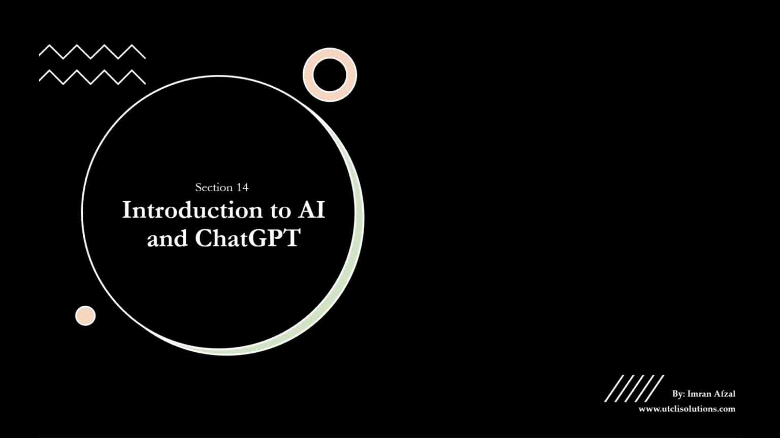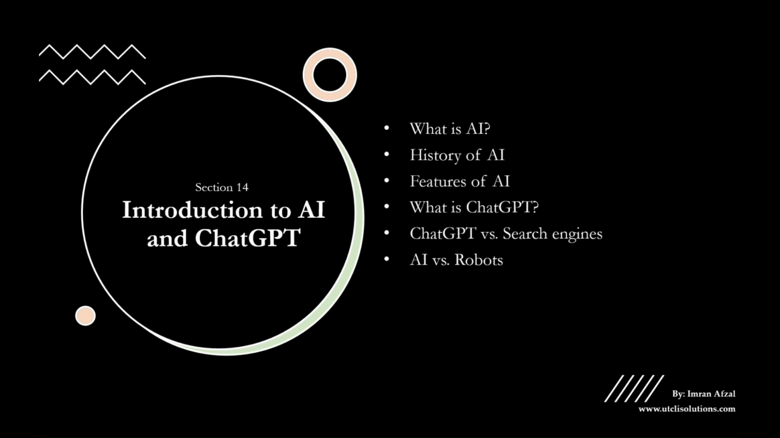In section 14, we'll talk about the introduction to AI and ChatGPT, which everyone is talking about. We'll start with what is artificial intelligence, its history, the feature it has to offer. We'll get into AI versus robots, the benefits of AI, and the limitation of AI.